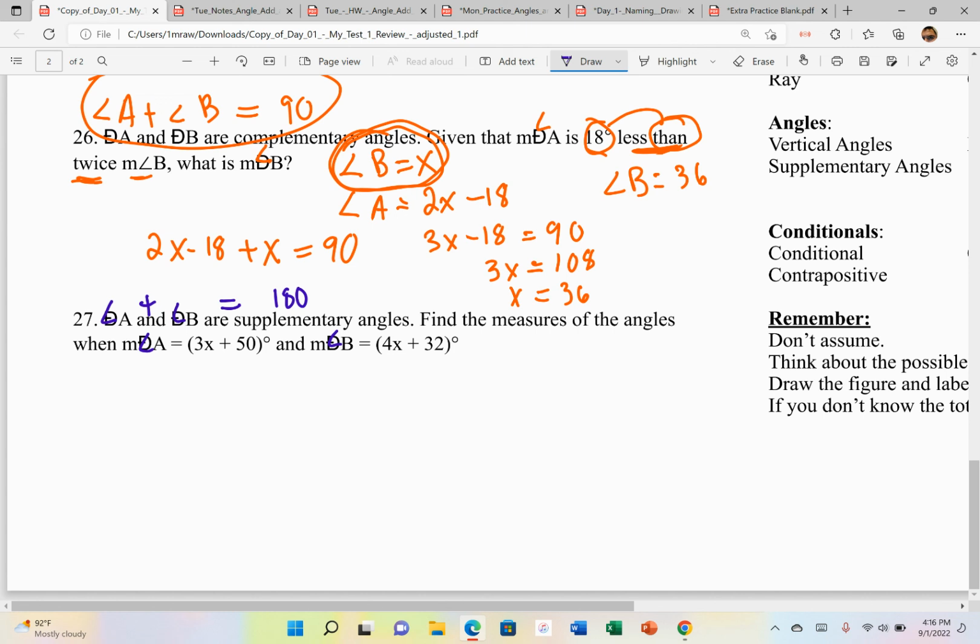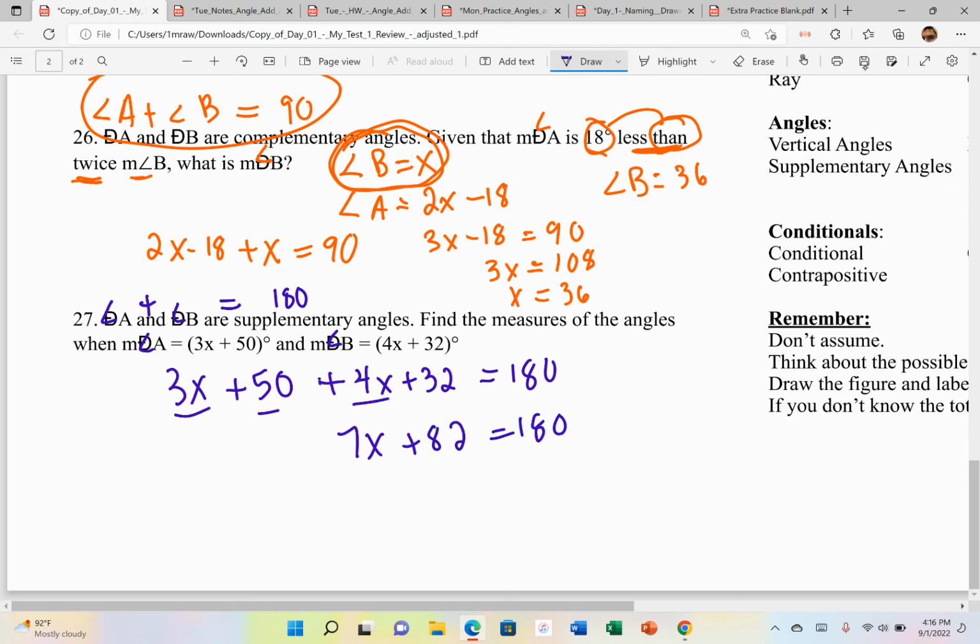Oh, this one's easy. So 3x plus 50 plus 4x plus 32 equals 180. Combine your like terms. 7x plus 82 equals 180, right? 7x equals, what is that? 98. Okay, divide both sides by 7. And x equals 98 divided by 7. 14.